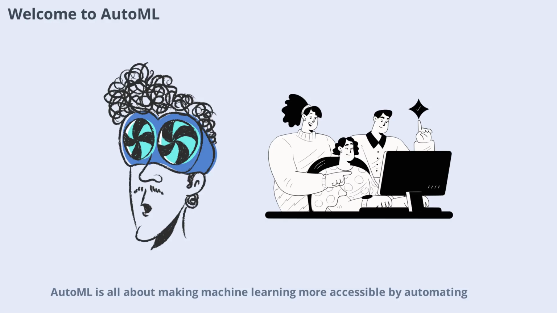AutoML is all about making machine learning more accessible by automating many of the repetitive and technical tasks that can slow down progress. Whether you're curious about how to get started or want to compare popular tools like Vertex AI AutoML, AutoGluon, and AutoSklearn, you're in the right place. Let's start by understanding what AutoML really does and why it's such a game changer for newcomers.